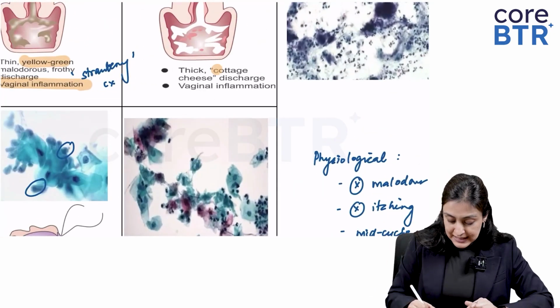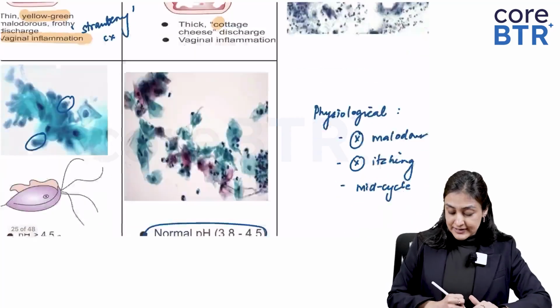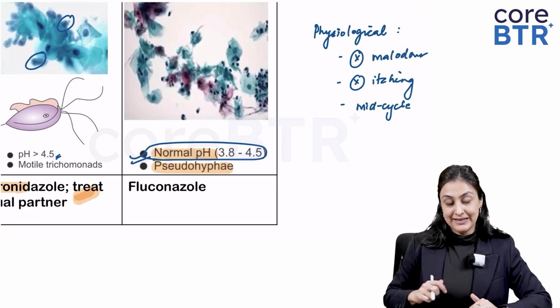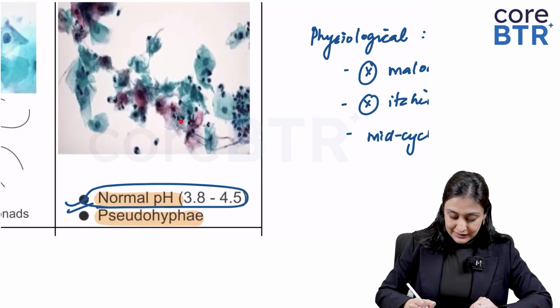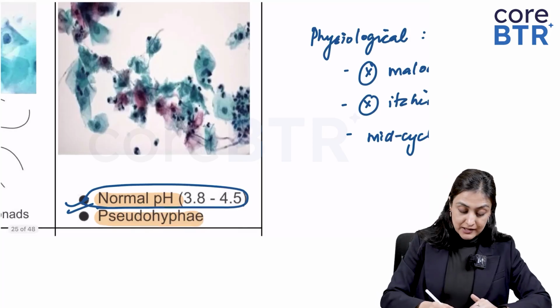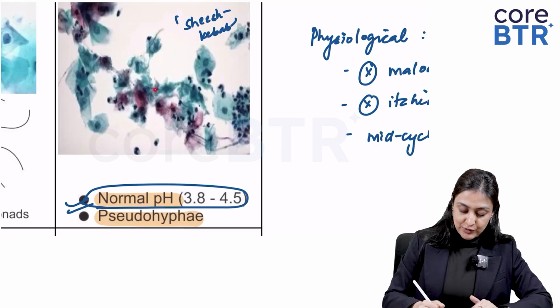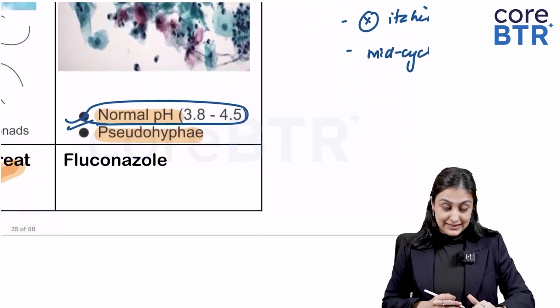Then you have Candida. Candida, C for cottage cheese, curdy discharge. Very important: you see pseudohyphae, normal pH. Look at this. You can see the hyphae on which the epithelial cells are arranged, and this is what is called the shish kebab effect, right? You see these hyphae on which, like a shish kebab, the cells are layered.